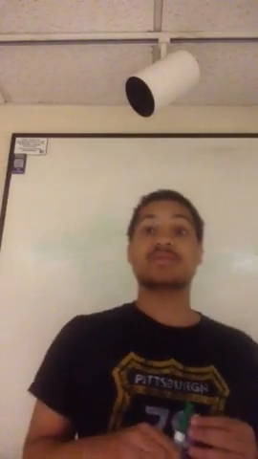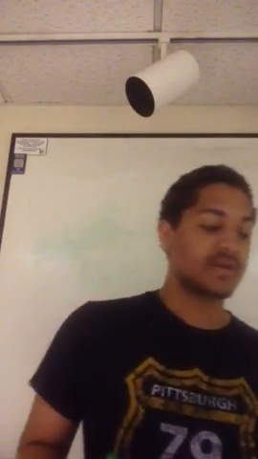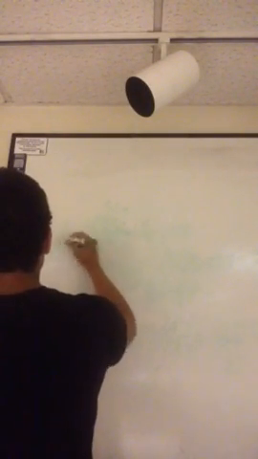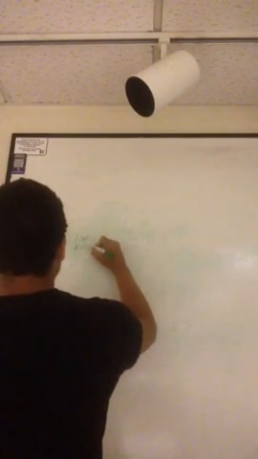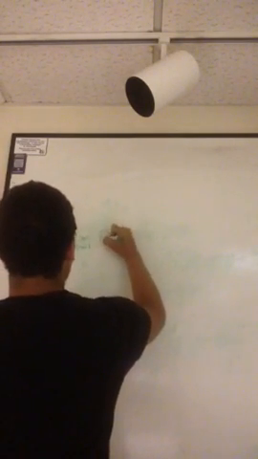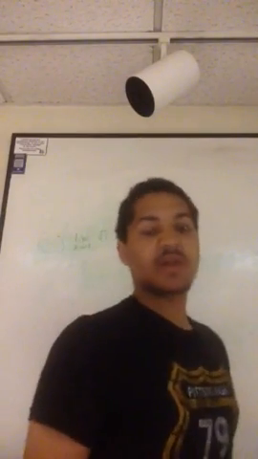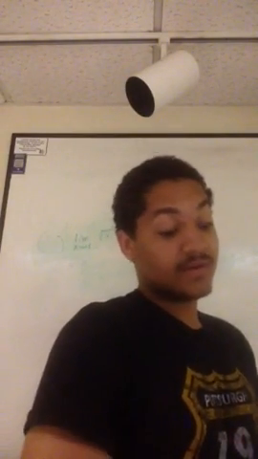So now we have problem number C. Problem number C is a little different. What we want to do is find the derivative of the limit as x approaches 1 of the square root of x. Now you may be thinking, just plug it in. No, we can't really do that.